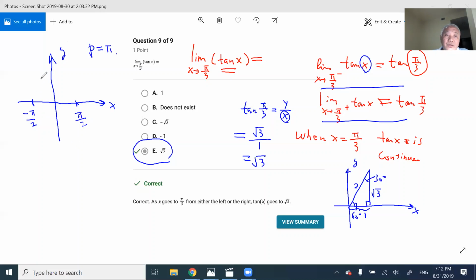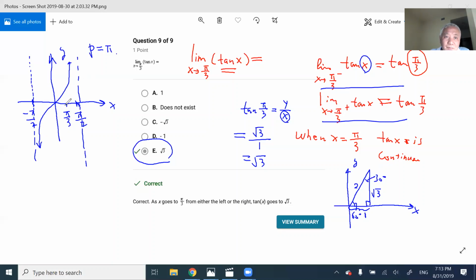But when x equals pi over 2 or negative pi over 2, the function of tangent is not defined. So we have vertical asymptotes here. Remember that? We'll quickly review. The graph generally goes like this. That's about tangent. So if you have one of these equal to what? Pi over 3. That's here. So you can see that this graph has no holes.